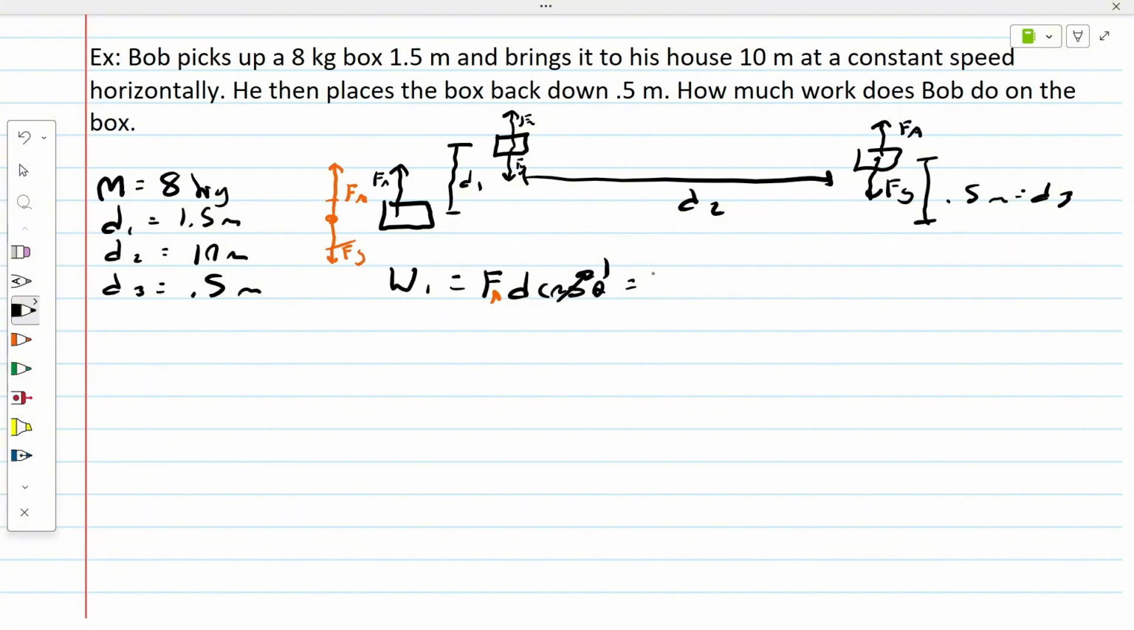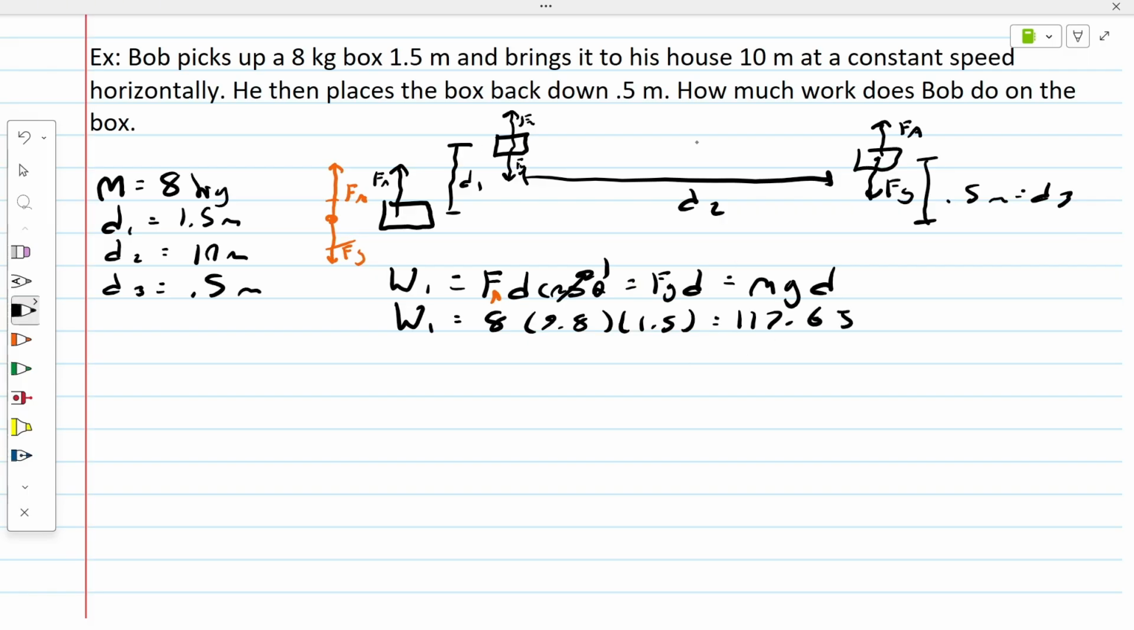So we know this will equal the force due to gravity times distance, and the force due to gravity is simply the mass times gravity times distance. That'll be the work that he does during the first time. We can plug in the variables because we have all of them: the mass is 8, gravity is 9.8, and the distance he travels is 1.5. So this is 117.6 joules.